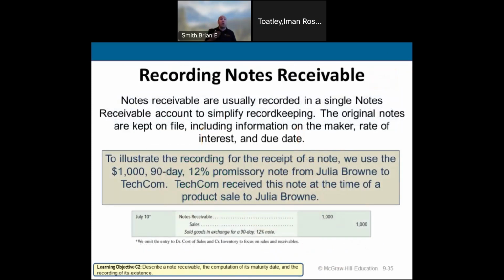And to record that, we're going to record the notes receivable as a debit for 1,000 and a credit for sales. This is in lieu of an accounts receivable. If they're going to give us a note that we're going to be paid on in 90 days, because normally our terms are 2/10, n/30 kind of stuff. This is longer than that. So they're like, hey, we're not only going to pay you, we're going to give you interest on it as well. That's what we're doing here.